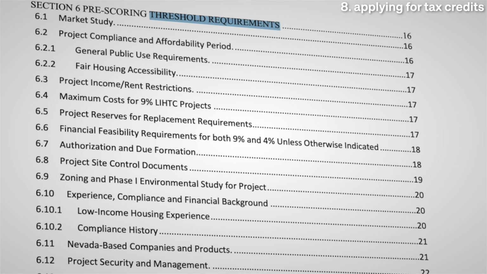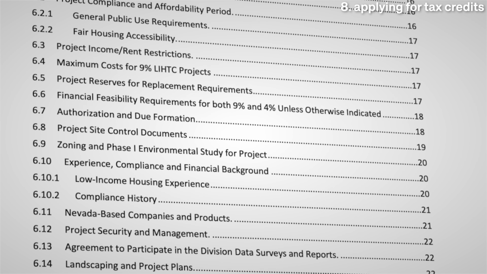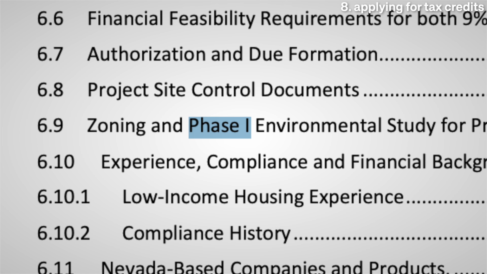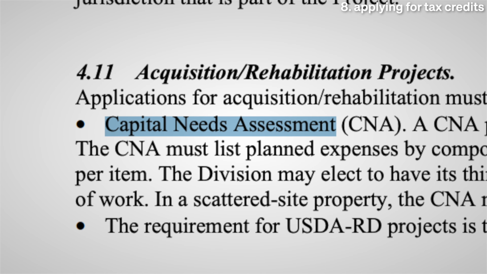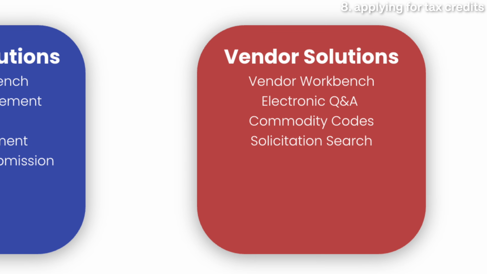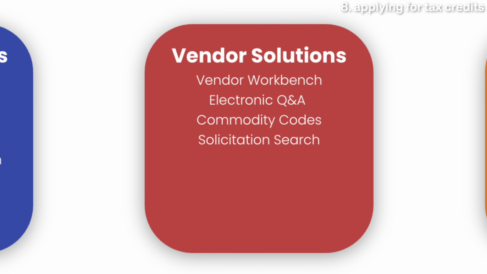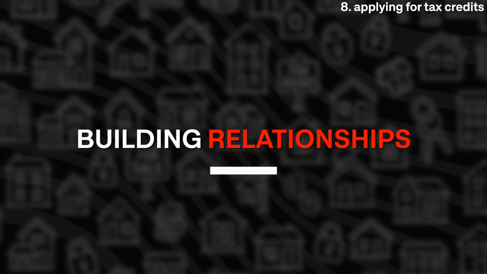Cross-reference the application instructions or program guide that is often issued in tandem with the QAP. This breaks down required forms, documentation, and submission protocol. Look for threshold requirements, like minimum affordability periods, developer experience, and site control. These must be met in order to even apply. Highlight items that require third-party documentation early, like market studies, phase 1 reports, appraisals, and even capital needs assessment. And order them from the agency's approved vendor list, which can typically be found in the QAP or somewhere on their website.